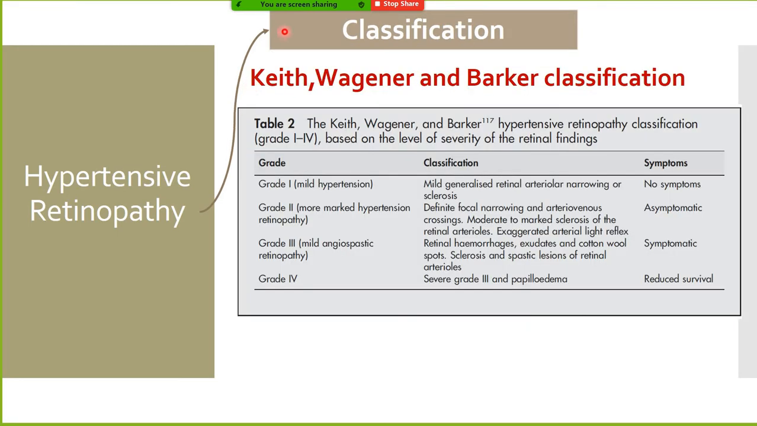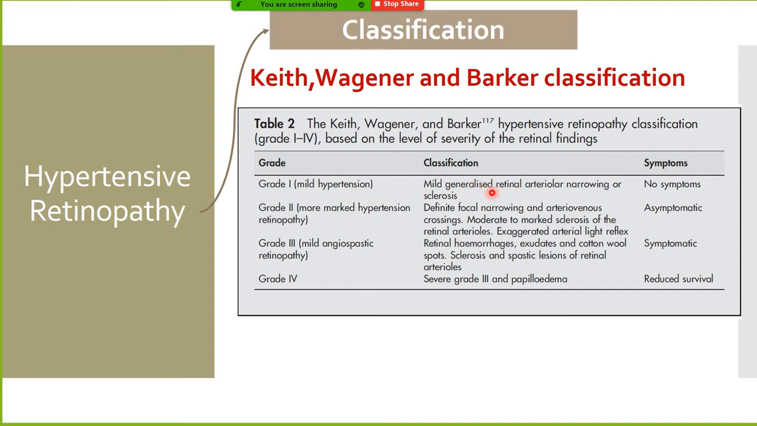So coming to the classification, this is the major classification which we use in hypertensive retinopathy. Make sure you remember this classification, the Keith classification. It usually has four grades. The first grade is mild hypertension.